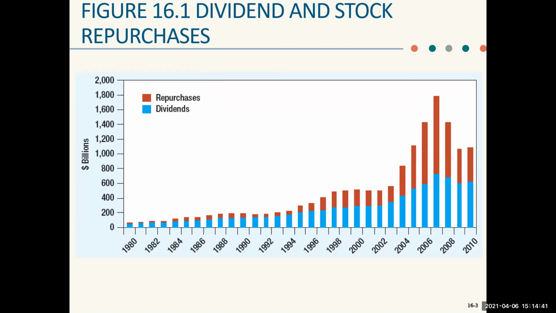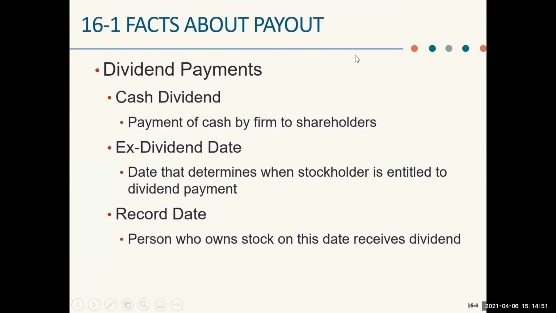Okay, so that shows the rise in the popularity of repurchases by firms. Now let's talk about some facts about dividend payments, starting with dividends, then we'll move on to the repurchases. There are a number of days which are called important days for dividend payment. These are the ex-dividend date, record date, and then there are a couple more days, declaration date, and payment date. There are 4 dates. Some of them are listed here. Ex-dividend date is the date which determines when a stockholder is entitled to a dividend payment.